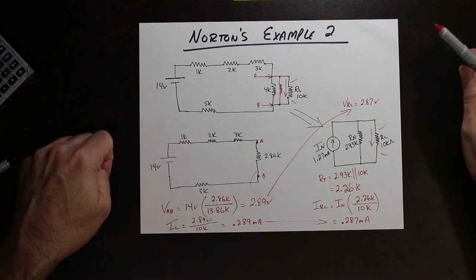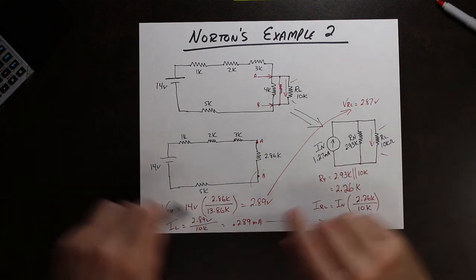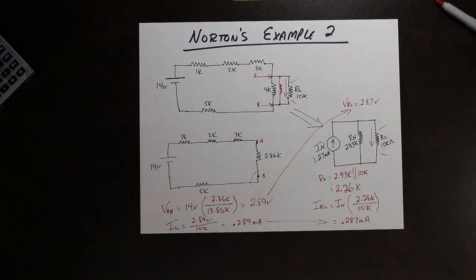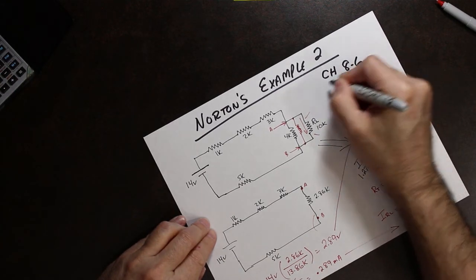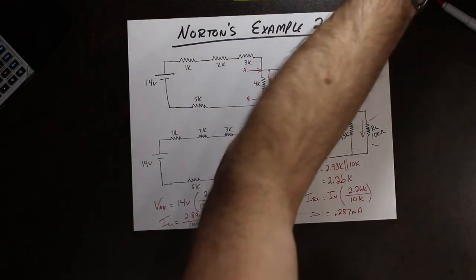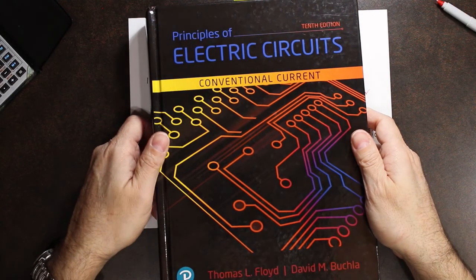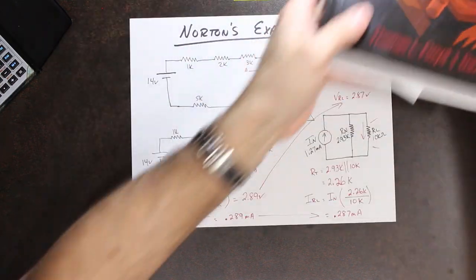So again, if you're looking for some more help, you can find it in chapter 8-6 of the textbook. Our textbook is Principles of Electric Circuits, Conventional Current Flow by Floyd and Buchla.